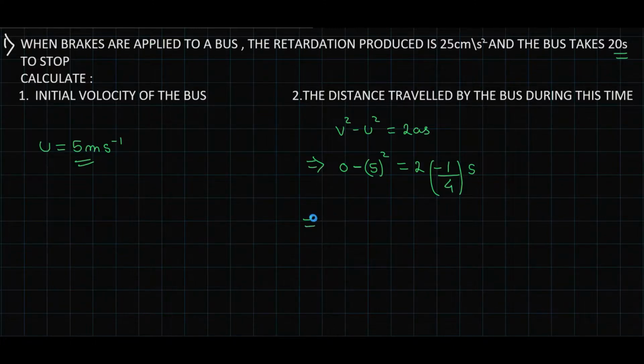Okay, so if you simplify this, we get 5 squared is 25 equals, 2 cancels 4 two times, so we get minus 1 over 2 times S. The minus sign from both the sides cancels out. This 2 is multiplied with 25, so we get the distance S equals 50 meters. And that's the answer. Let's move on to the next question.